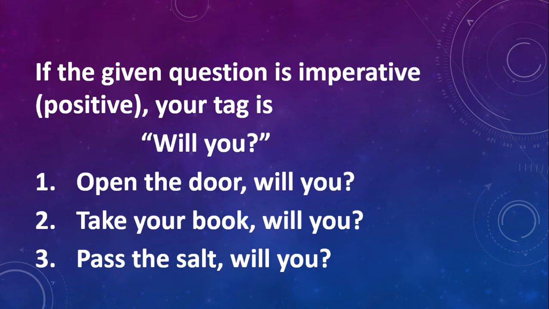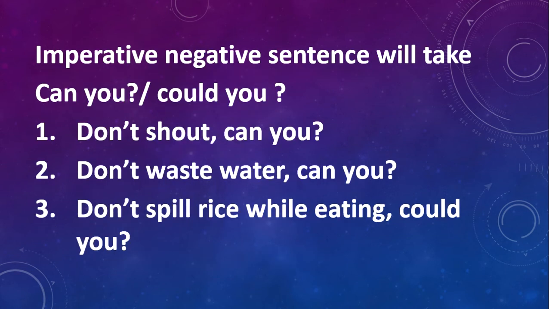Next one. If the given sentence is imperative, your tag should be will you. If the given sentence is imperative positive, your tag should be will you. Example, open the door, will you? Take your book, will you? Pass the salt, will you? If the given sentence is imperative negative, then you have to use a question tag like can you or could you. First one, don't shout, can you? Don't waste water, can you? Don't spill rice while eating, could you?